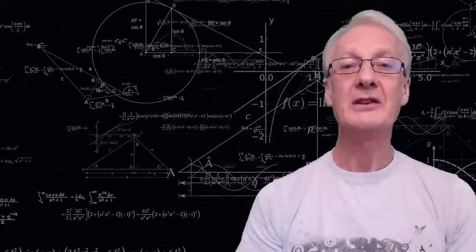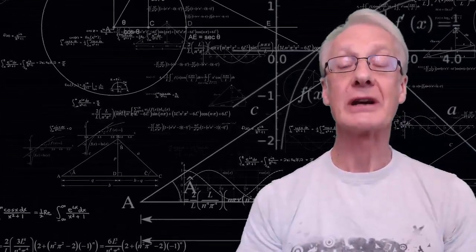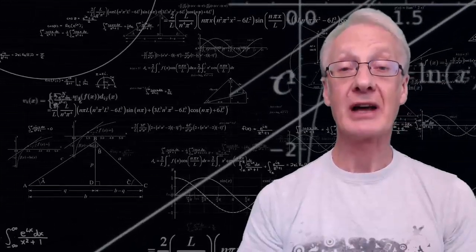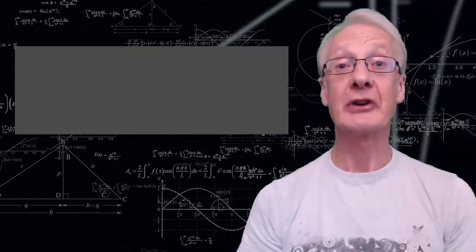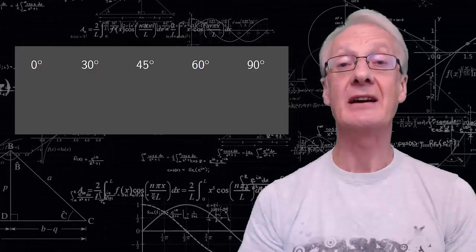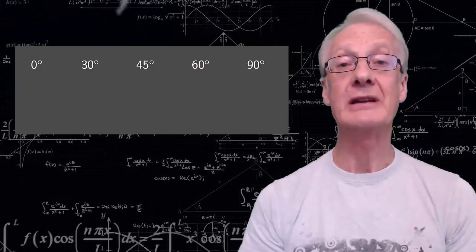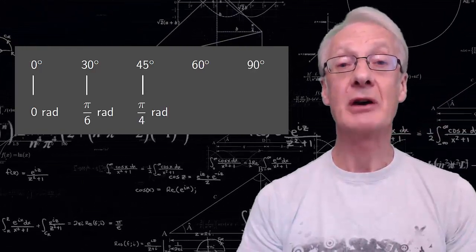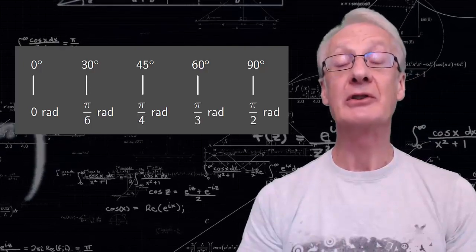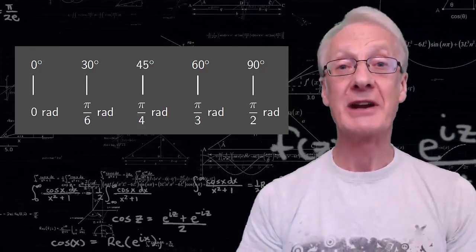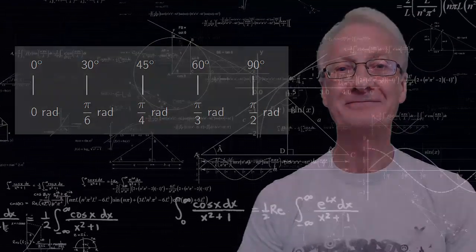Hi everyone, in this video we're going to be looking at a simple trick to remember trigonometric function values for special angles 0, 30, 45, 60 and 90 degrees, or if we're working in radians that would be pi over 6, pi over 4, pi over 3 and pi over 2 radians. Are you ready? Let's go.